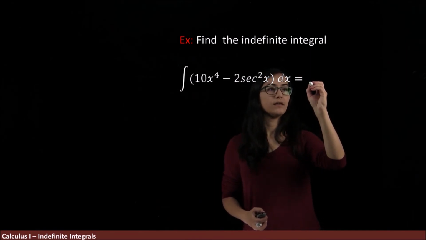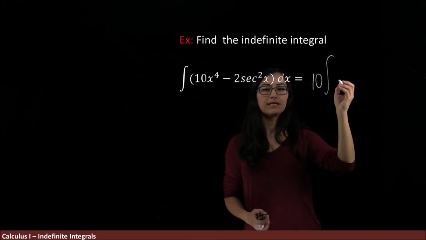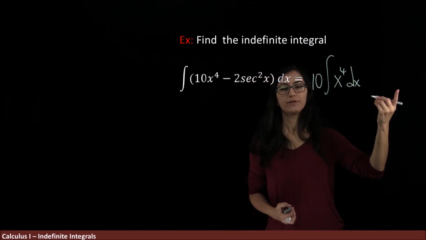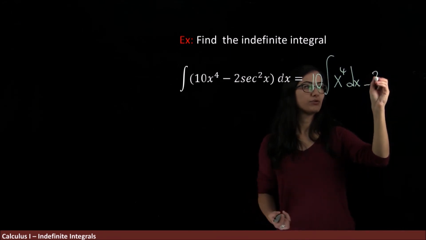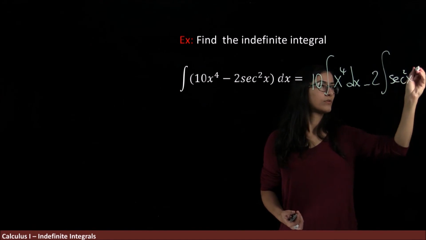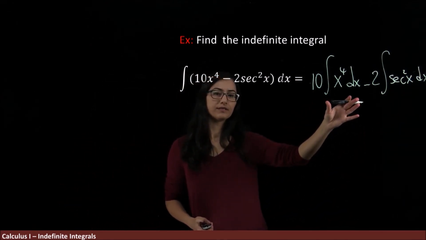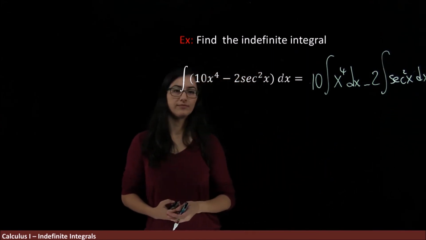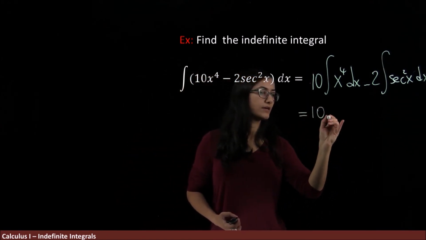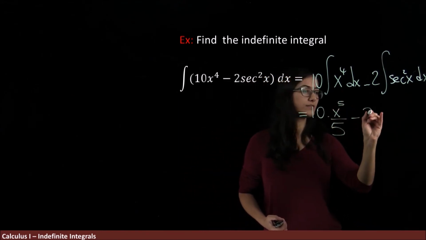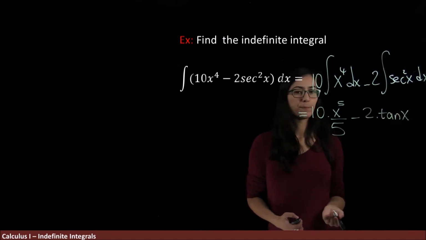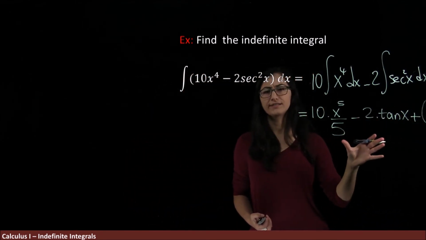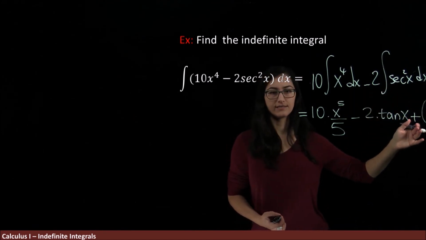So we can write this as 10 times the integral of x to the 4. And then I'm going to take the integral of 2 times secant squared. But again, we can take 2 outside, and I can say minus 2 times the integral of secant squared. We know the antiderivative of x to the 4 is going to be x to the 5th over 5, and the antiderivative of secant squared is going to be tangent x. So we can write this as 10 times x to the 5 over 5 minus 2 times tangent x. And then since there might be constants, we can just combine the two constants for both of these indefinite integrals and write it as a single constant.